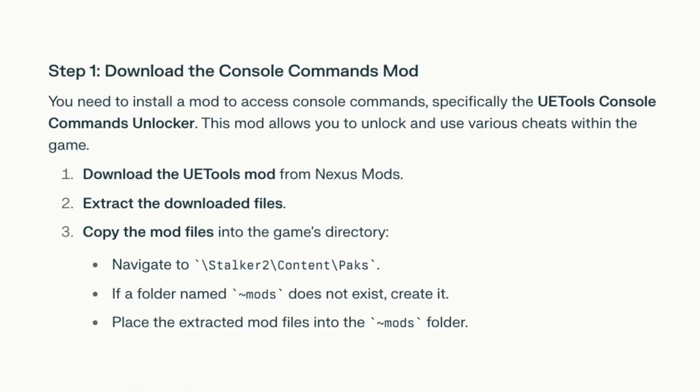Step 1. Download the console commands mod. You need to install a mod to access console commands, specifically the Utils Console Commands Unlocker. This mod allows you to unlock and use various cheats within the game. Download the UE Tools mod from Nexus Mods.